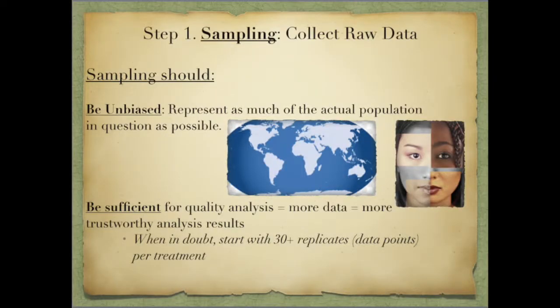Second standard is to be sufficient in how many data points you get, how many people you measure, how many trials you run. And so we want that because the more data you have, the more data points, the more reliable your results are going to be. When in doubt, start with 30 samples. That is a good standard to start with for statistical analysis.